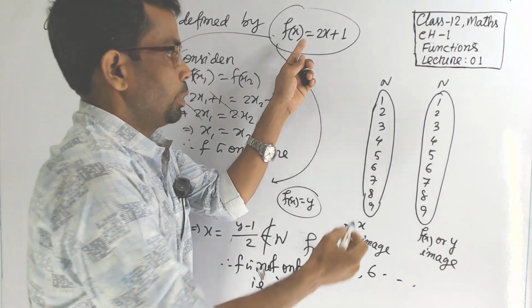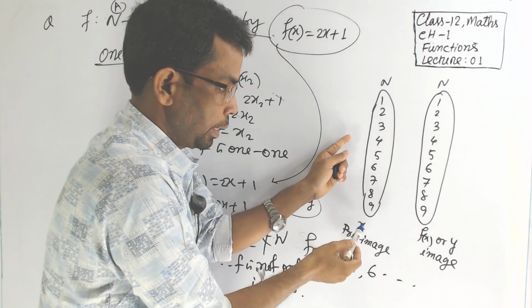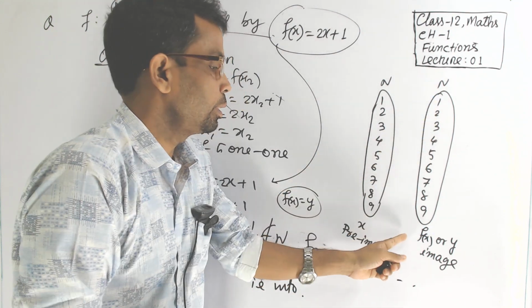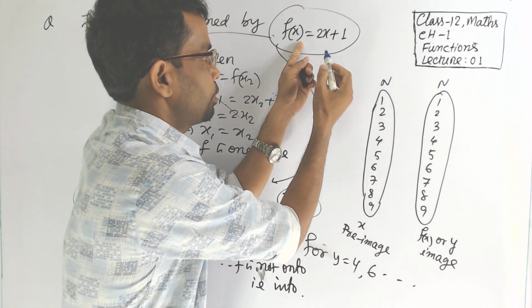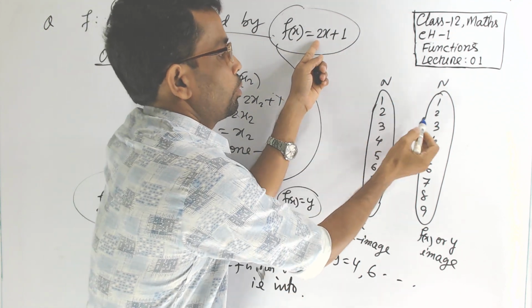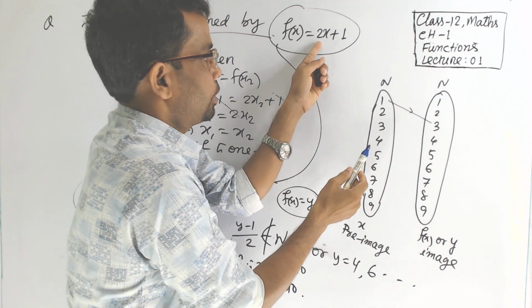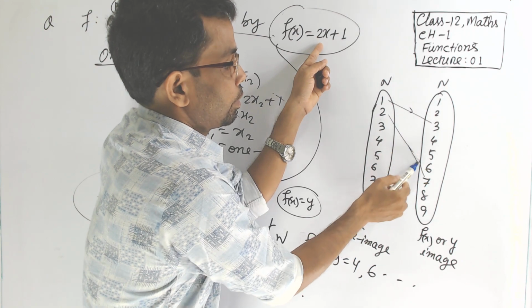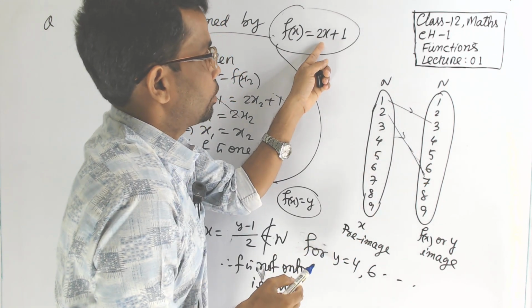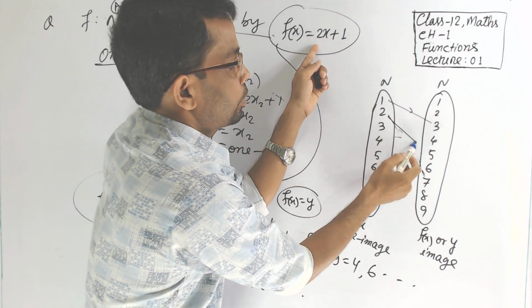We can understand this through the diagram also. This is the function given, and the first set has the elements represented by x, and the second set has the elements that are the values of f(x). If we take x as 1, 2 into 1 plus 1, so 1 corresponds to 3. 2 corresponds to 2 times 2 is 4 plus 1, 5.